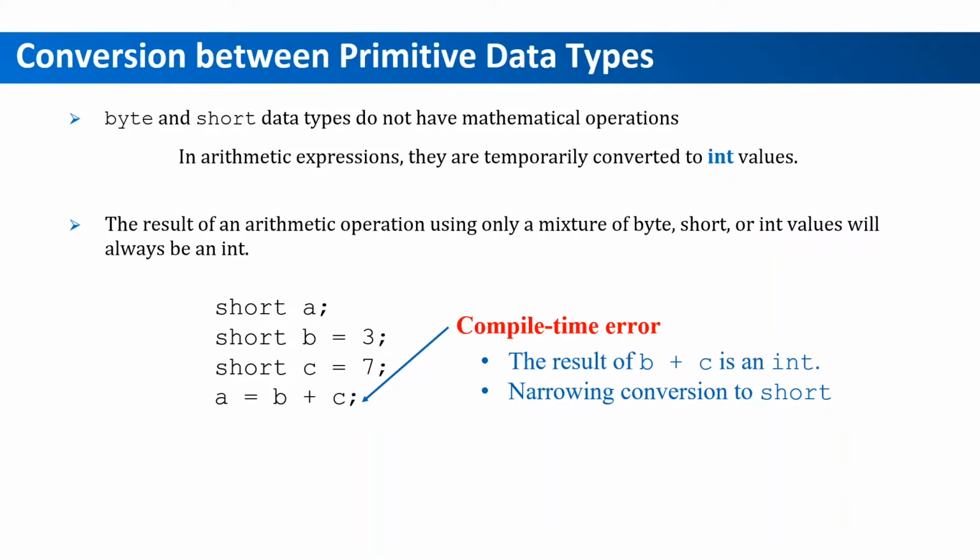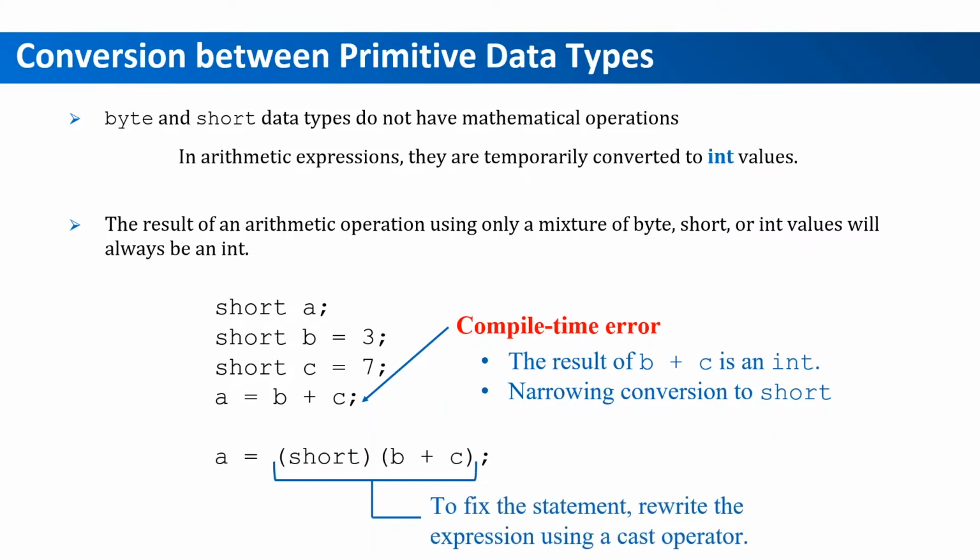So how do we solve this? Casting. We cast the operation b plus c to be short and then store it in a, which is also short. Notice here that the casting will be applied to the whole mathematical operation of b plus c.